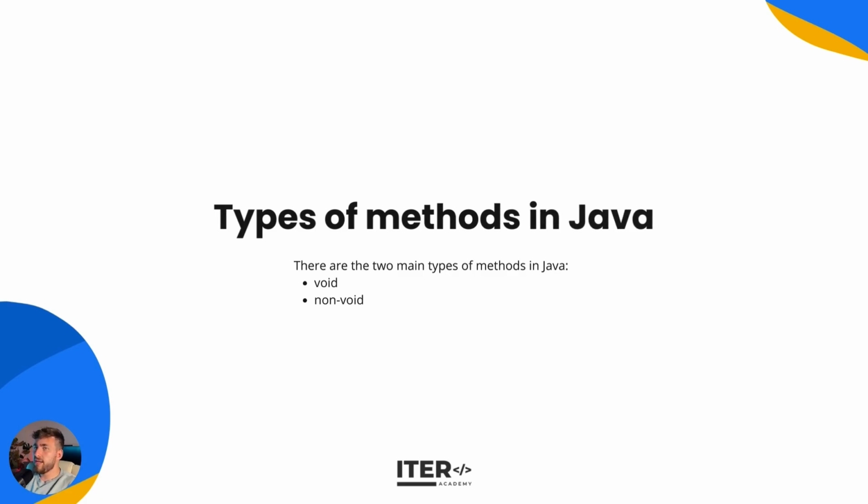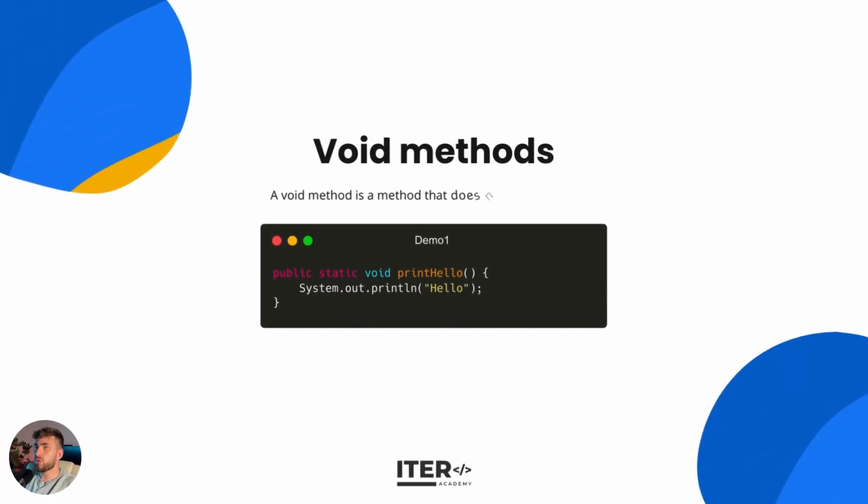There are two main types of methods in Java: void and non-void. First, let's start with void methods. A void method is a method that doesn't return any value. It is specified by the keyword void before the method name in the method declaration. In this example, we have defined a void method named printHello that simply prints the string hello to the console. Notice the keyword void before the method name in the declaration.